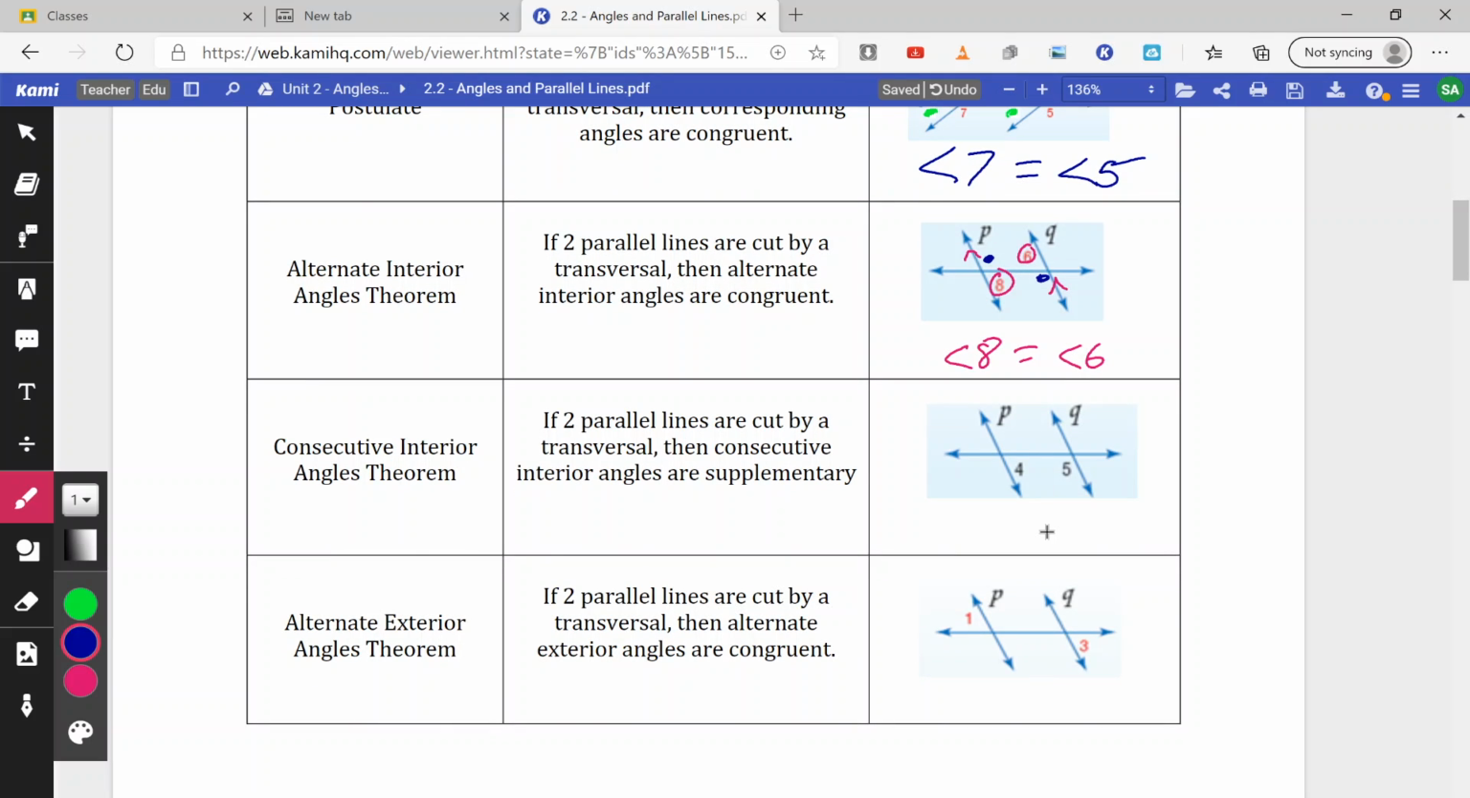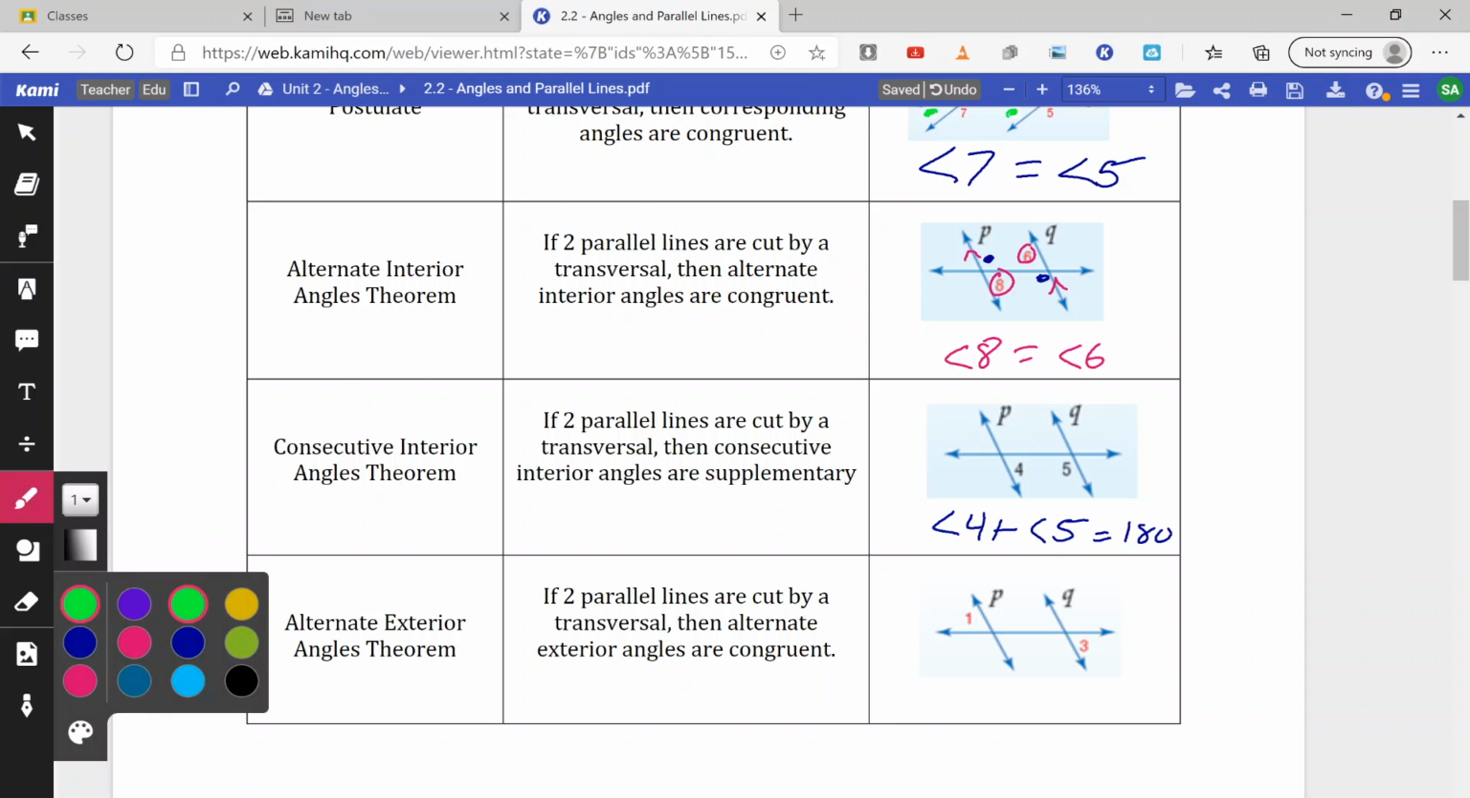Consecutive interior angle theorem. If I have two parallel lines cut by a transversal, consecutive interior angles are supplementary. So this means if my angles are on the same side of the transversal inside my parallel lines, like angle 4 and 5 here, if I add them up, I'm going to get 180 degrees. And I could say the same thing for the up above angles. If I were to add these two together, whatever they may be, I'm going to get 180 degrees.